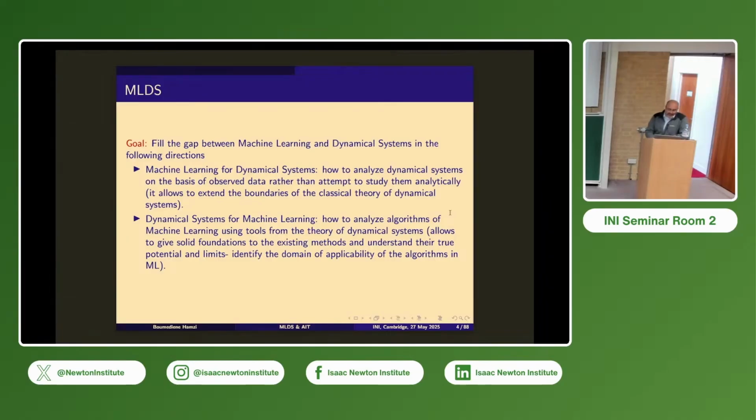The other direction is dynamical systems for machine learning: how to analyze algorithms for machine learning using tools from the theory of dynamical systems. Here we would see algorithms as dynamical systems, where the time is the time in the computer, not on the clock. This would allow us to give a solid foundation to existing methods and understand their true potential and limits.